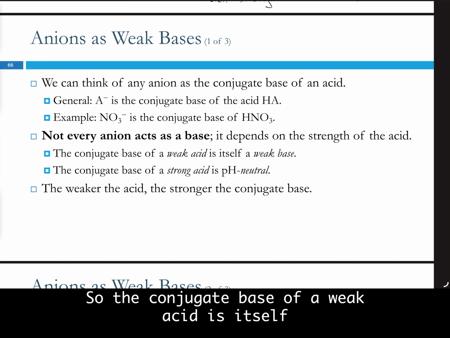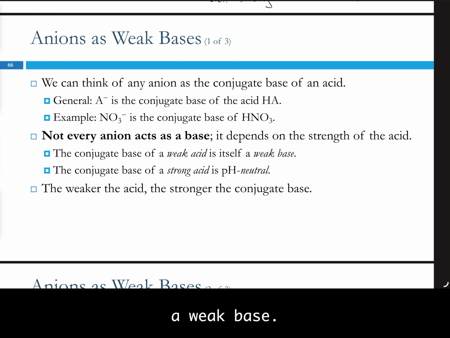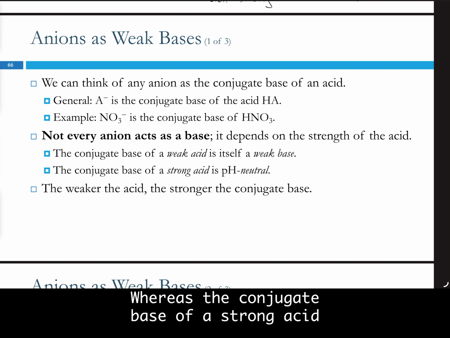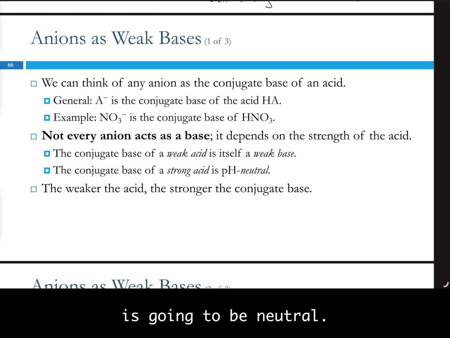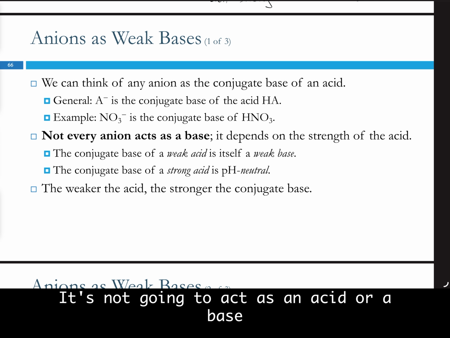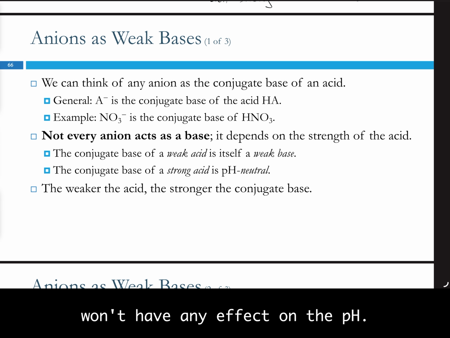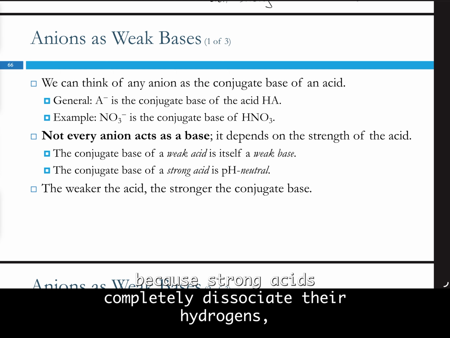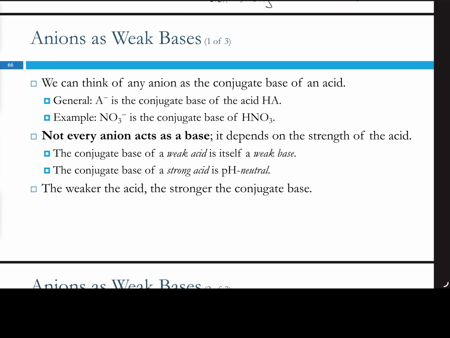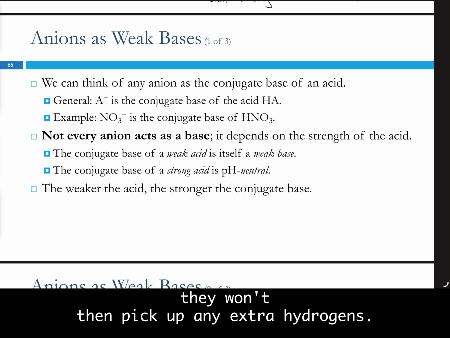So the conjugate base of a weak acid is itself a weak base. Whereas the conjugate base of a strong acid is going to be pH neutral. It's not going to act as an acid or a base. It won't have any effect on the pH. Again, because strong acids completely dissociate their hydrogens, they won't then pick up any extra hydrogens.